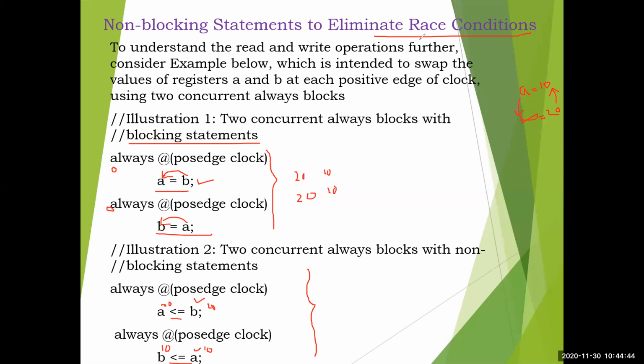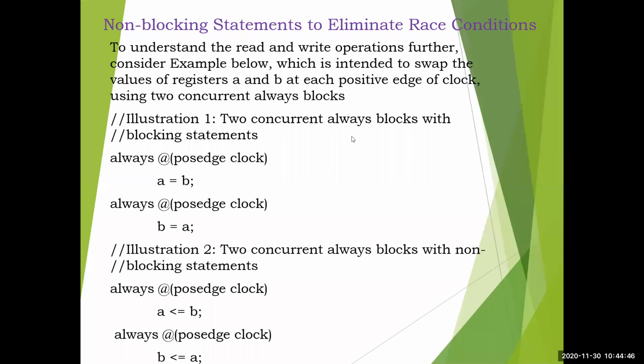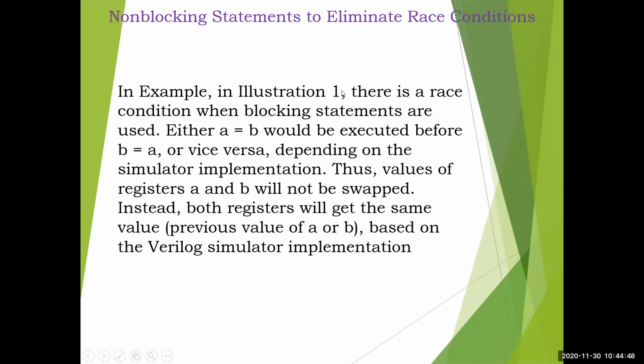So this is the important point I told you, and it is elaborated here. In illustration 1, there is a race condition when blocking statements are used. Either A equal to B would be executed before B equal to A or vice versa, depending on the simulator implementation. It is unpredictable. Thus, the values of registers A and B will not be swapped here. Instead, both registers will get the same value, the previous value of A or B. It may be 10 10 or it may be 20 20, based on the Verilog simulator implementation. So this is called a race condition.